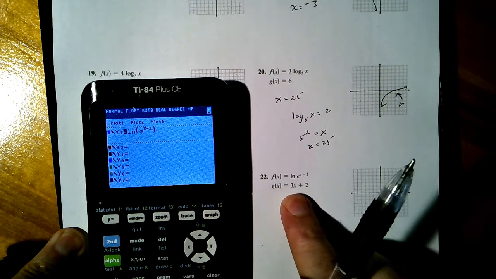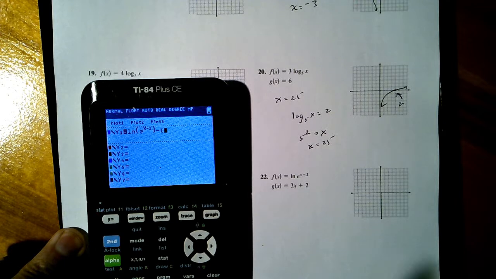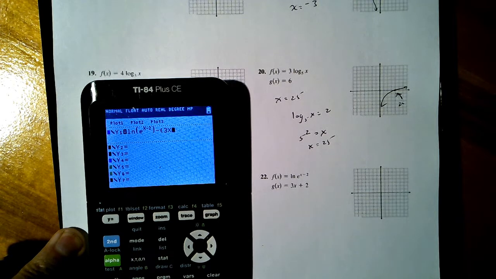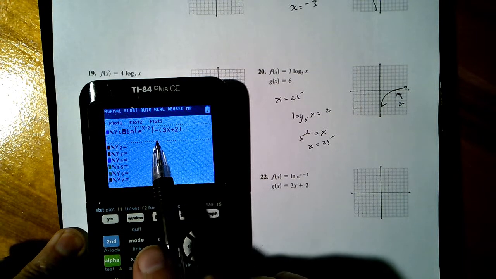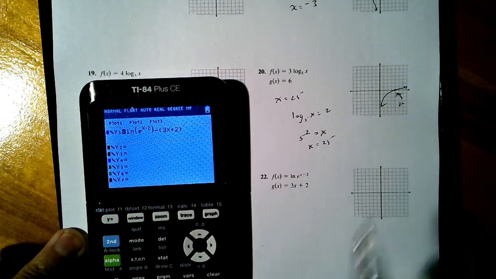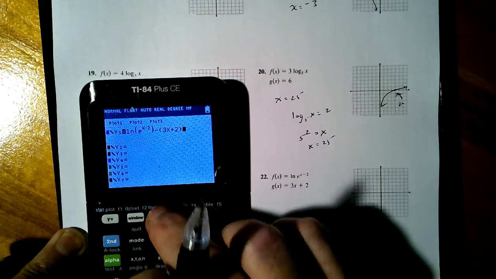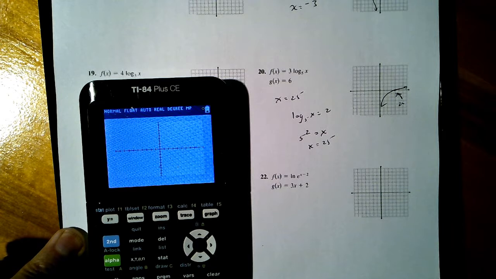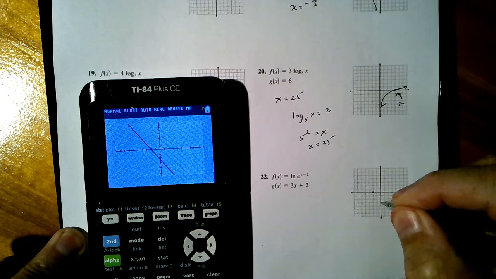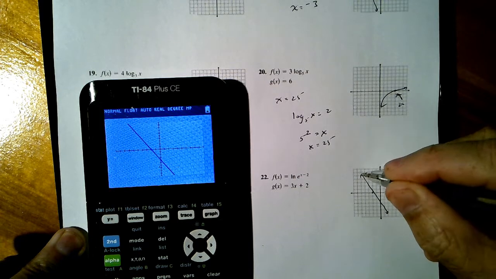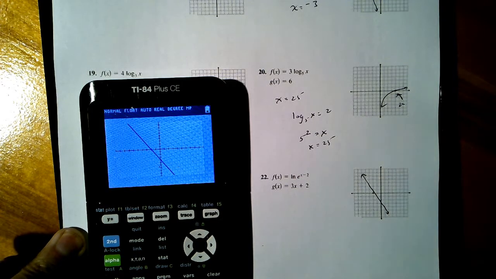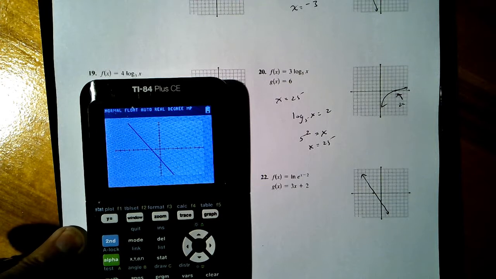I need to subtract all of 3x plus 2. There's our likely mistake that we might make. Just put minus all of 3x plus 2. And let's go back to zoom 6 on this and see what we got. Actually, looks like a straight line goes through that intercept. That seems somewhat surprising with a logarithm, perhaps. It looks like we have a 0 at negative 2.